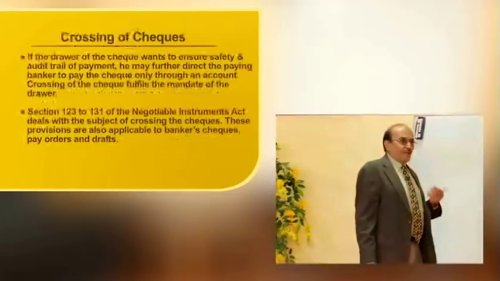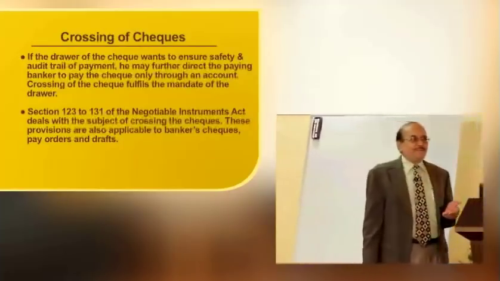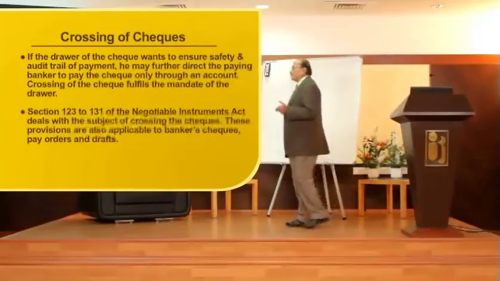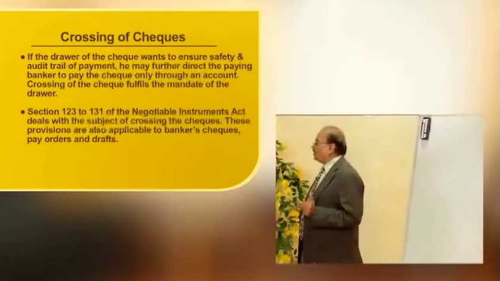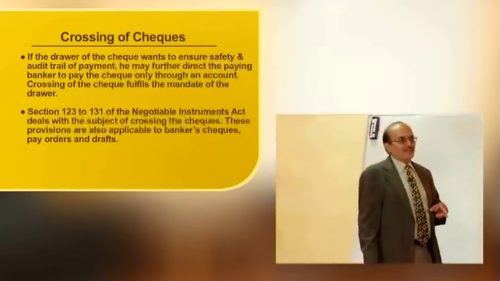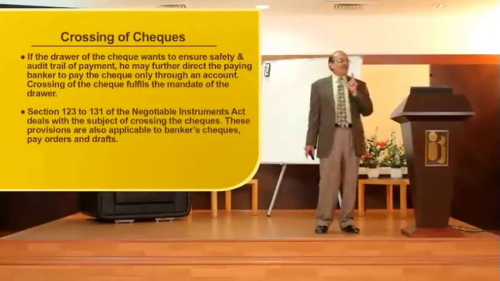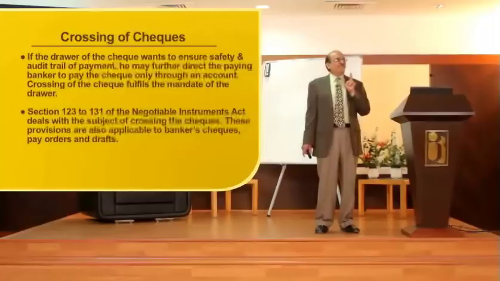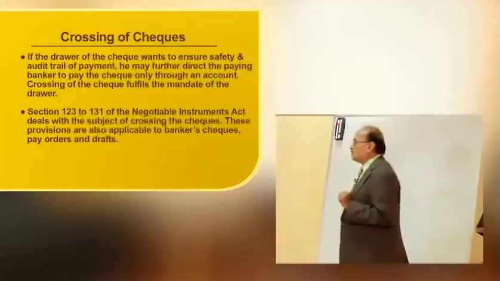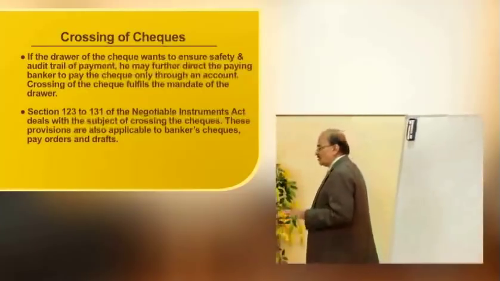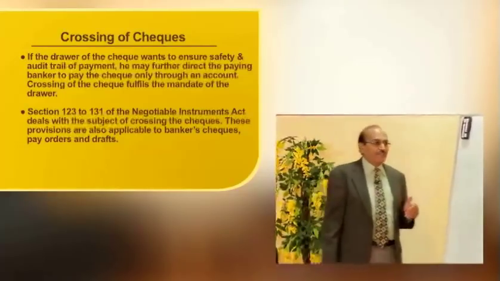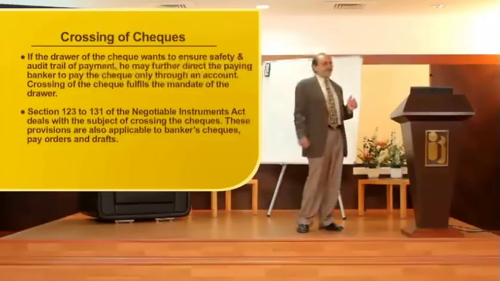Checks are being crossed. What is meant by crossing of a check? If the drawer of the check wants to ensure safety and also wants to get an audit trail of payment, he may further direct the paying banker to pay the check only through the account of the payee. So crossing of the check fulfills the mandate of the drawer. Sections 123 to 131 of the Negotiable Instruments Act deal with the subject of crossing of checks. These provisions are also applicable to banker's checks, pay orders and drafts.